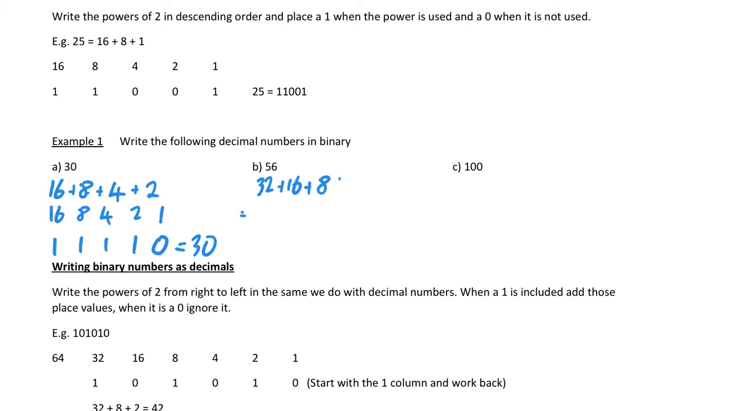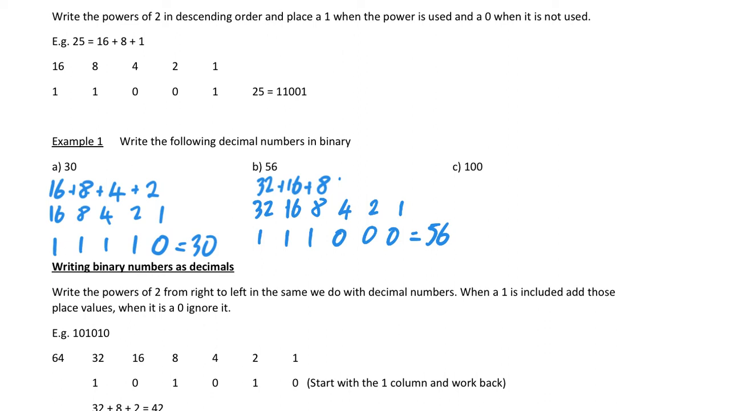So we're just going to write that out again. What we will have then: we're allowed our 32, we're allowed our 16, we're allowed our 8, and we're not allowed the 4. Remember, we're not allowed the 2, we're not allowed the 1. So you're allowed 32, you're allowed 16, you're allowed 8, not allowed 4, not allowed 2, not allowed 1. So that's what 56 looks like in binary.